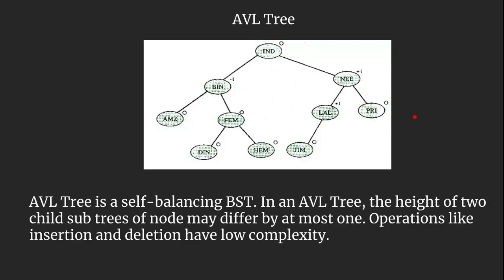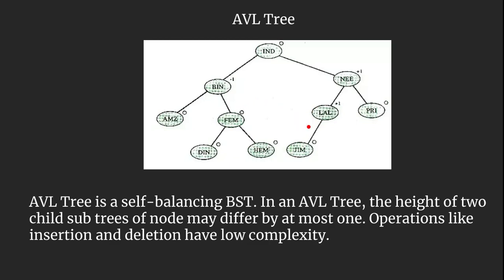We can have another type of tree which is called an AVL tree. An AVL tree is a self-balancing binary search tree. In an AVL tree, the heights of the two child subtrees of a node may differ by at most 1. We can see here the two child subtrees of this node, and the height difference between them is 0. So this is a self-balanced tree, this is an AVL tree.